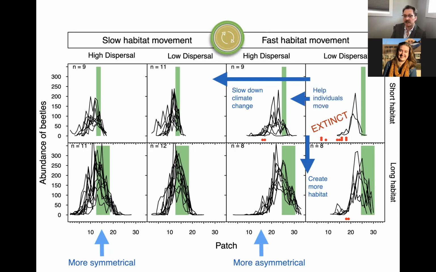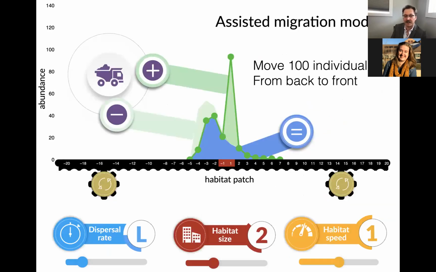So the last one is to help individuals move, to actually go physically move them. And a lot of people are doing this, particularly the tree people, as I showed you. They're having the hardest time.